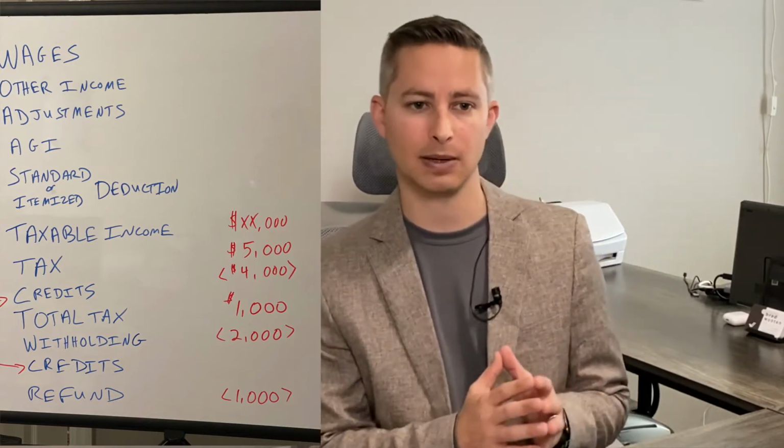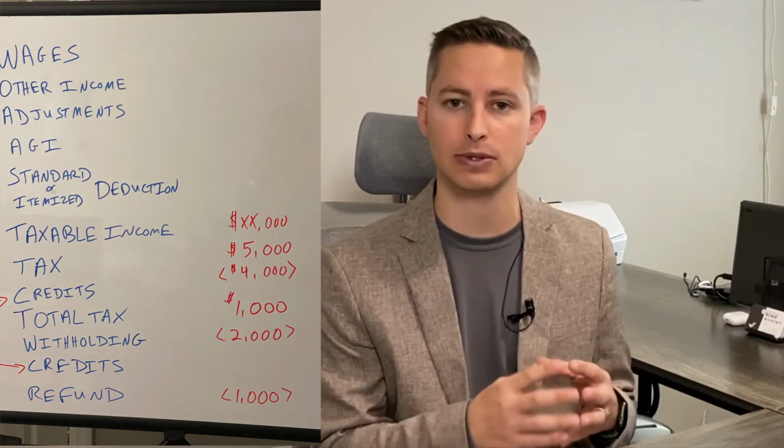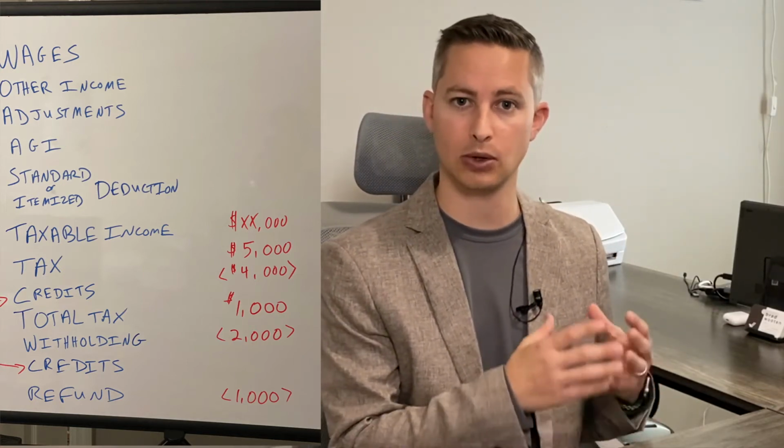Enough of that. Let's jump back to our example. Okay, so in that example, you get to take the full child tax credit. $4,000, $2,000 per kid, you have 2 kids.